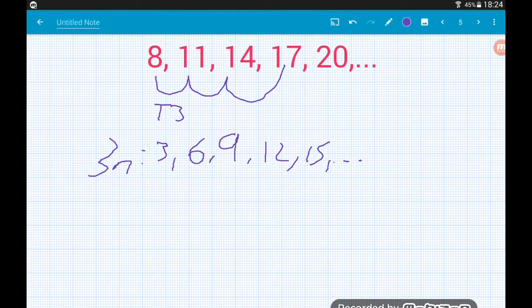What we now need to know is how do we get from 3n to our sequence. So how do we get from 3 to 8? How do we get from 6 to 11? How do we get from 9 to 14, etc.? Now the answer is that each time, for each of those terms, we need to add 5. 3 add 5 is 8, 6 add 5 is 11, 9 add 5 is 14. So the nth term to our sequence is 3n add 5. Cracking.